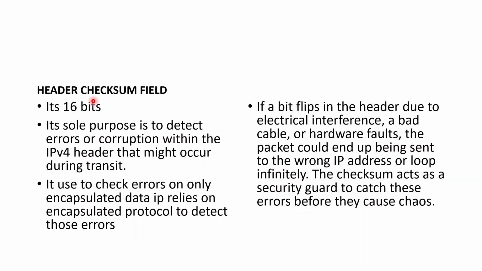The next field is the header checksum field. It is 16 bits long. The main purpose of this field is to detect errors or corruption that might occur during transmission of the IPv4 header. This might be caused by a power outage or cable issues and so on.